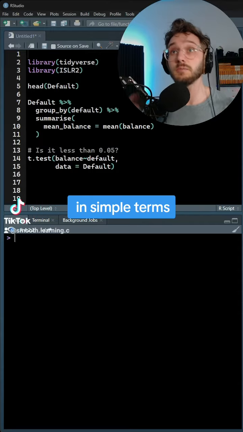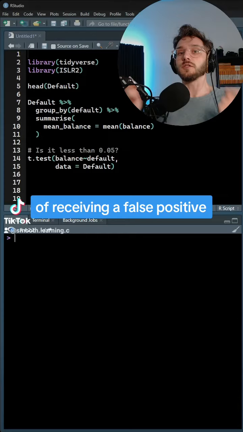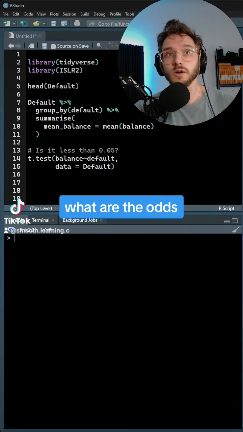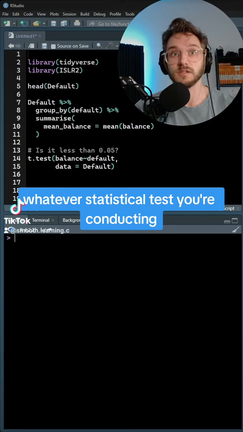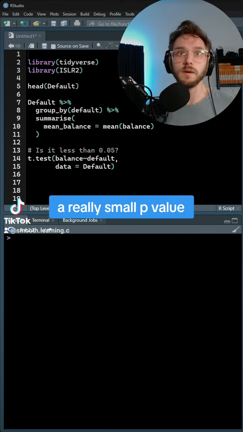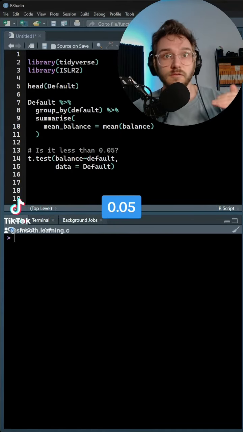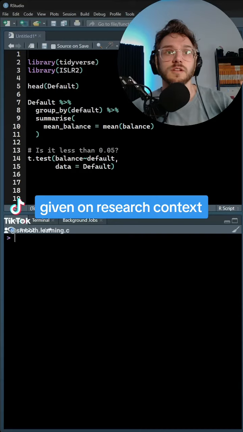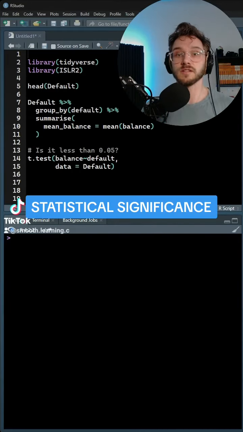All right, in simple terms, it's the probability, P stands for probability, of receiving a false positive. That is, what are the odds we found a difference, an effect, a correlation, whatever statistical test you're conducting, and we shouldn't have. So if you receive a really small p-value at a certain threshold, which is overwhelmingly most of the time 0.05, this does change given on research context, you may declare something called statistical significance.